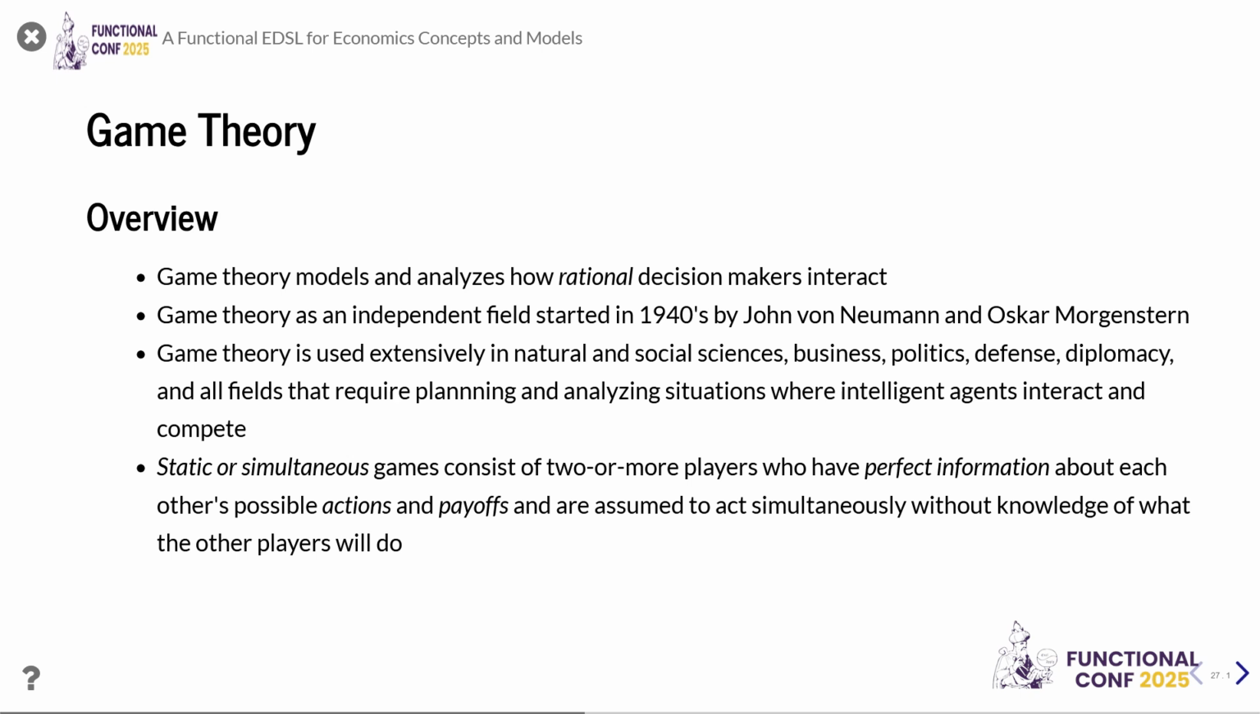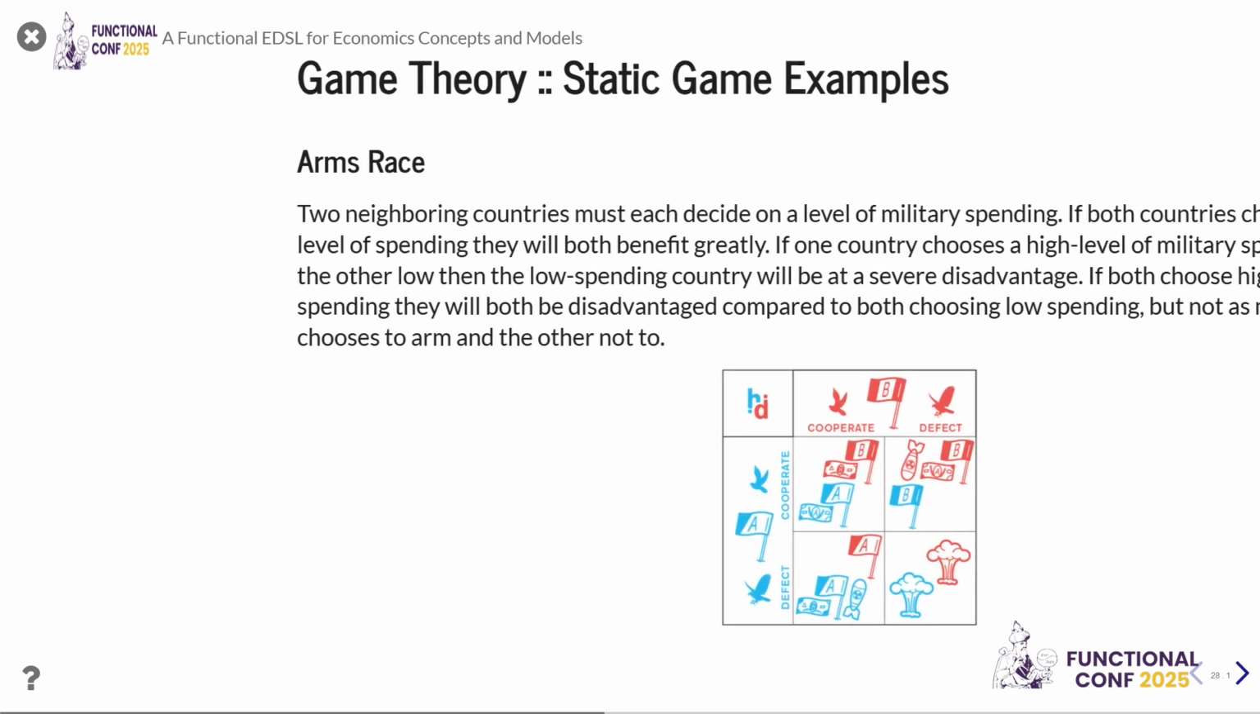Basically any field where you have to plan and analyze, where you have intelligent agents interacting and competing. There are many different types of games, but static games are a really common type, where you have two or more players, and all the players know what the other players can do and what the payoffs are going to be from those actions, but they act at the same time, so they don't know what the other players will do. This type of game covers many common scenarios.